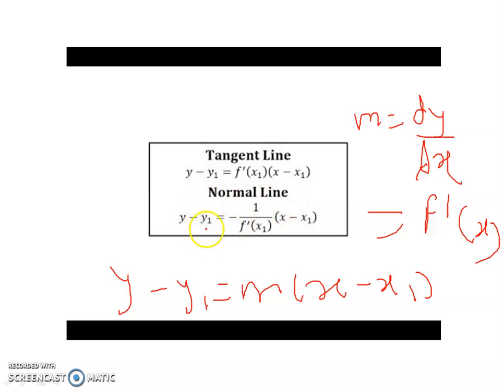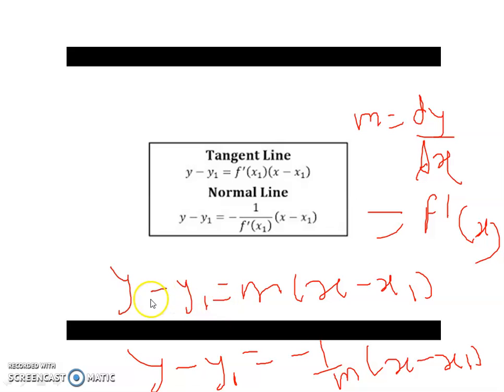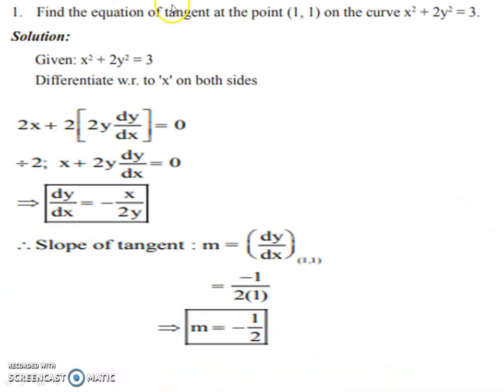Now the normal equation, y minus y1 is equal to minus 1 upon f dash of x1 times x minus x1. Here also we reduce and simplify the equation in terms of minus 1 upon m times x minus x1. These are the tangent equation, that is the equation of line y minus y1 is equal to m times x minus x1, and the equation of normal to the line is y minus y1 is equal to minus 1 upon m times x minus x1. We have to take an example based on this.